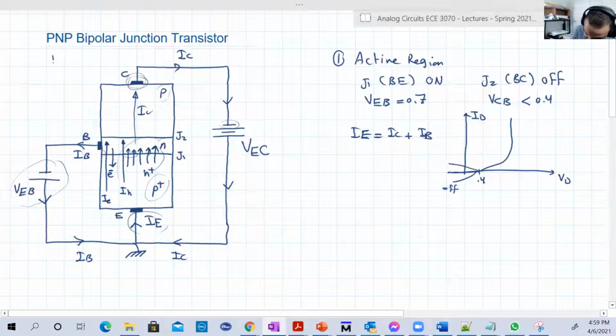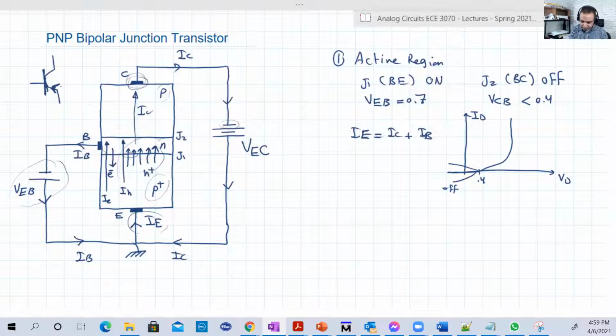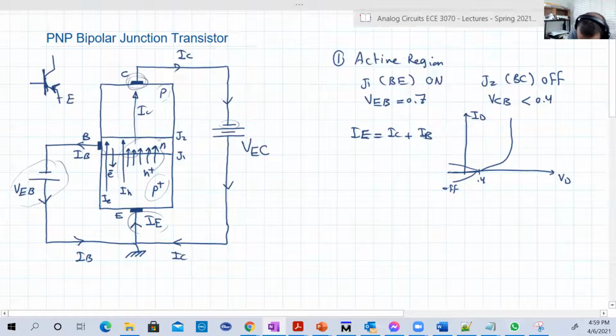And here is the symbol for the PNP transistor. Since the emitter current is going into the transistor, the arrow here, which distinguishes the emitter from the other terminals, is pointing inward. This is basically the emitter, so that would be the base, and that would be the collector. And of course, in the active region as well, you will find that IC is equal to beta IB. No doubt about that.